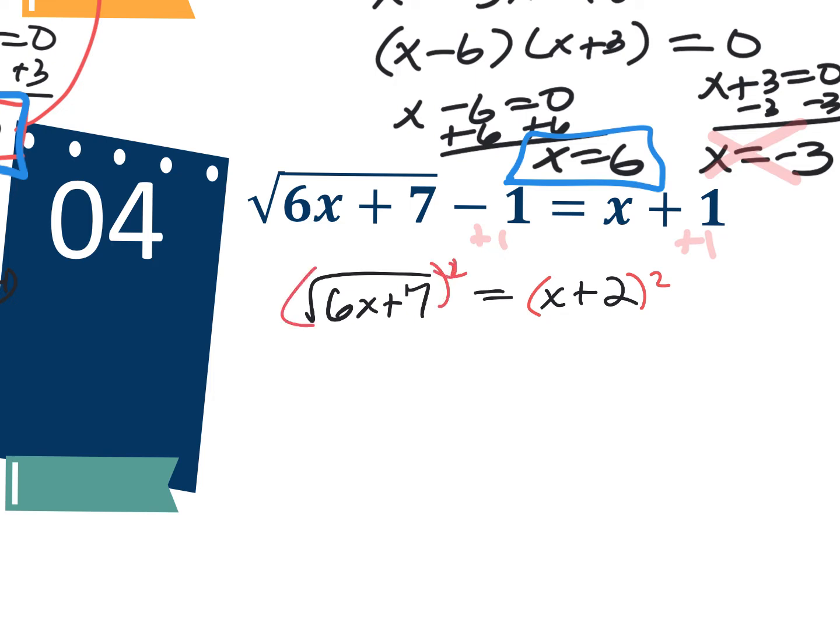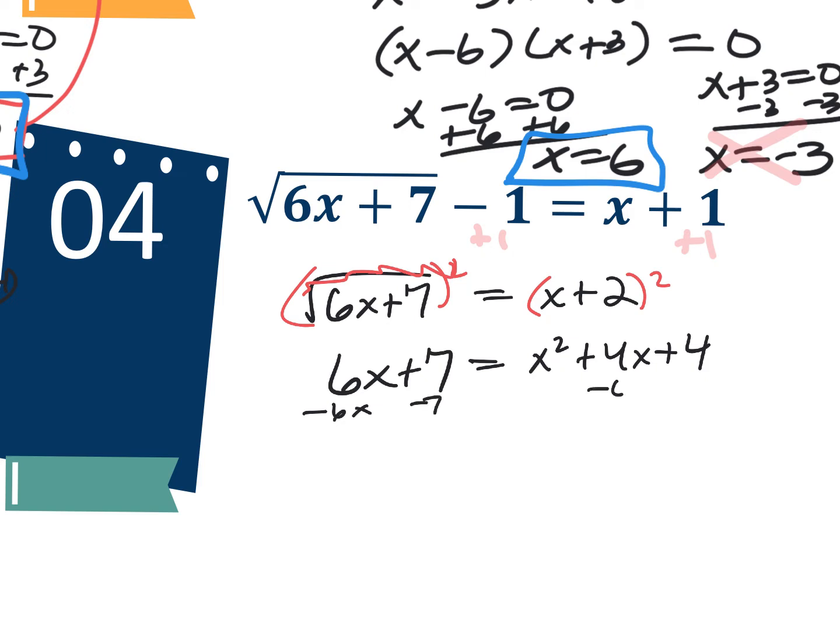Again, I got to FOIL this thing. Do not just distribute that exponent. So the left side, this just comes out of the radical, but the right side, I got to FOIL it, and it turns into x squared plus 4x plus 4. Again, I like to keep my x squared term positive, so I'm going to subtract the 6x and the 7. So now my trinomial I'm going to factor is x squared minus 2x minus 3.